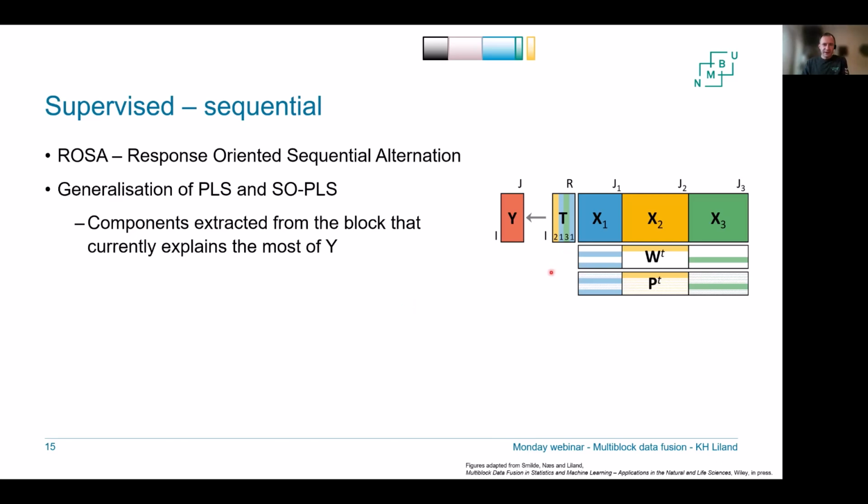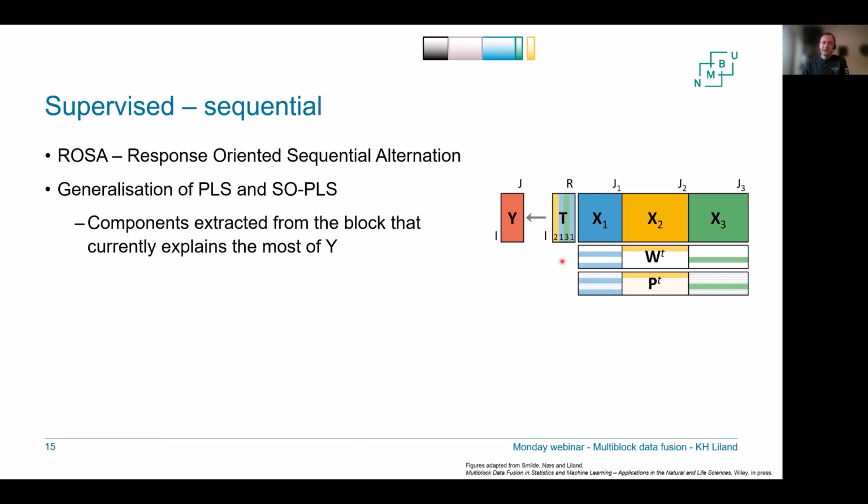This means that if we, for the first block here, try to make scores based on X1, and then we try to make scores based on X2 and also on X3, we would have 3 different candidate scores. And whichever one of these gave the best prediction of our response would be the winner, and that would be kept. So in this case, X2 won the first time, so the first score is a pure X2 score.